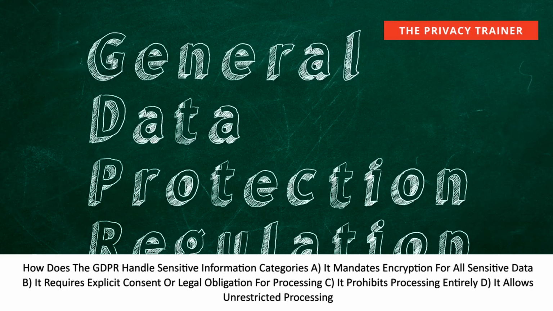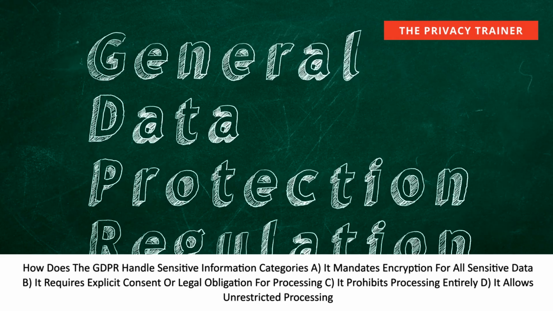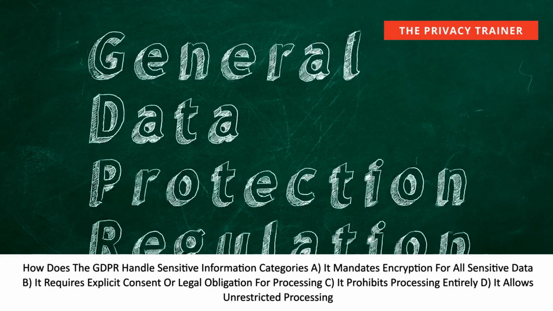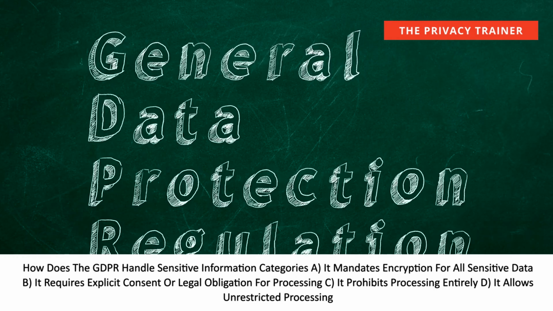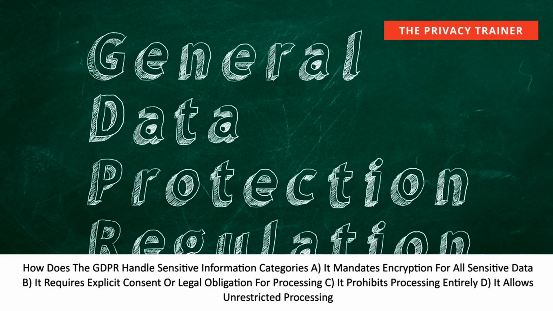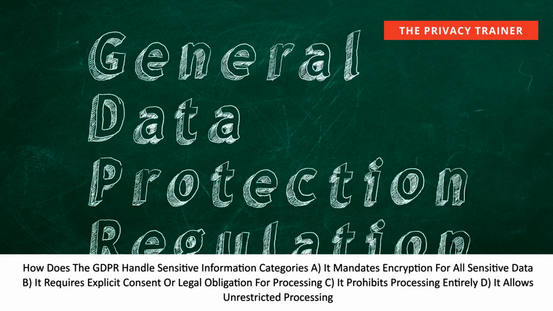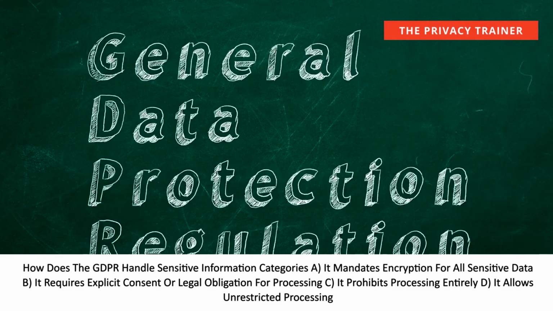How does the GDPR handle sensitive information categories? A. It mandates encryption for all sensitive data. B. It requires explicit consent or legal obligation for processing. C. It prohibits processing entirely. D. It allows unrestricted processing.